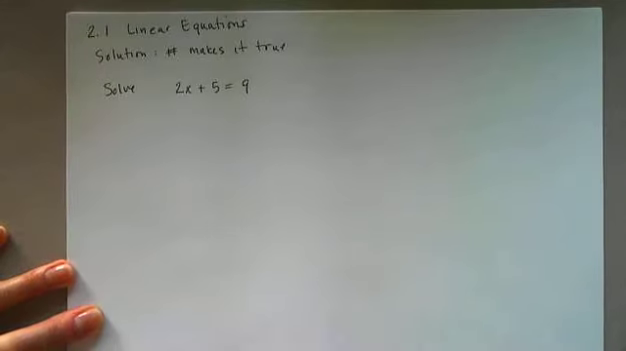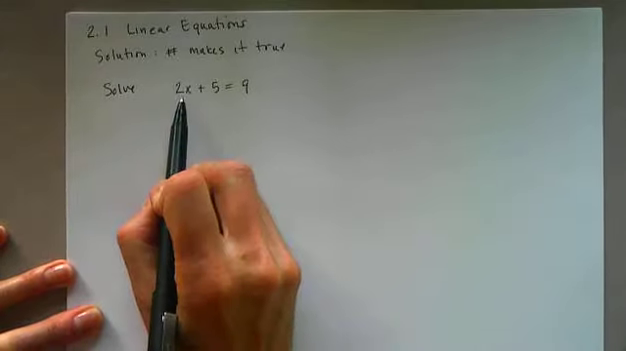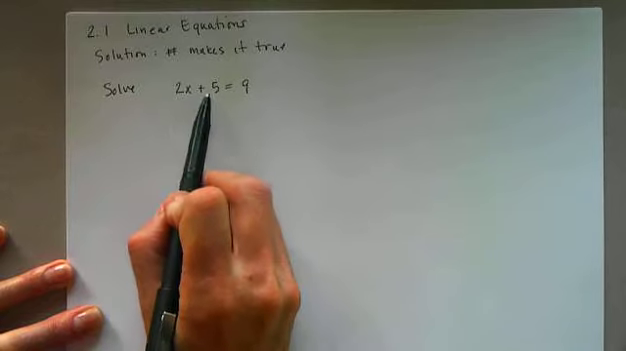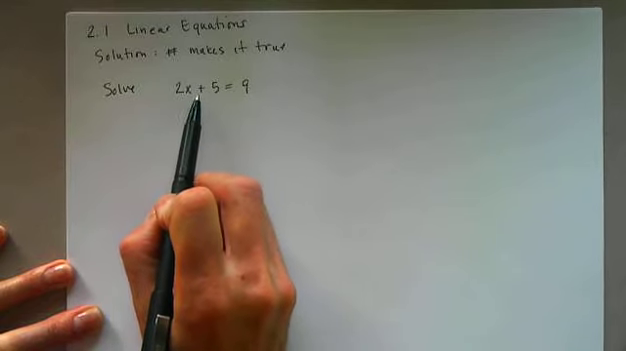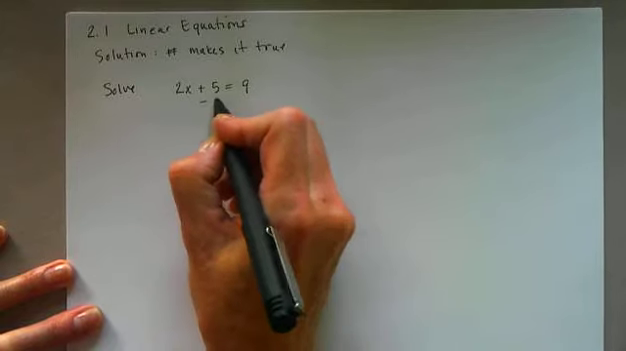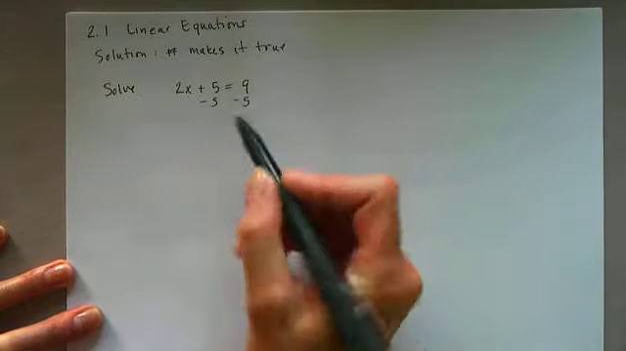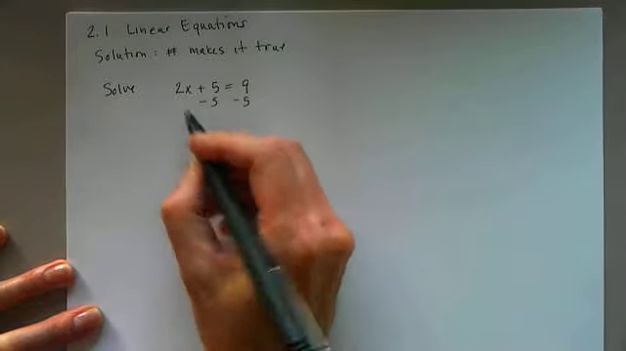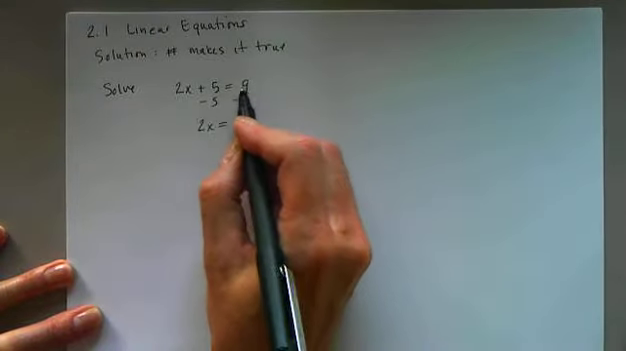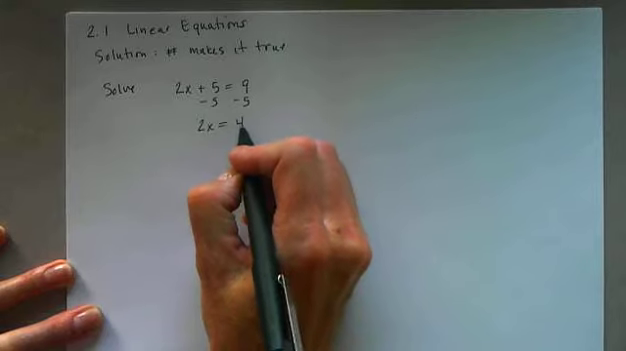So the general rule is to do the furthest thing from x. So instead of worrying about the 2, I'm going to worry about the 5 first. And since I'm adding the 5, if I want to get rid of it, I need to subtract it. We do the opposite operation. So 5 subtract 5 is 0, so it's gone. But over here I have 9 subtract 5, which is 4.